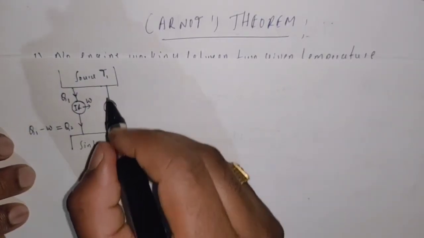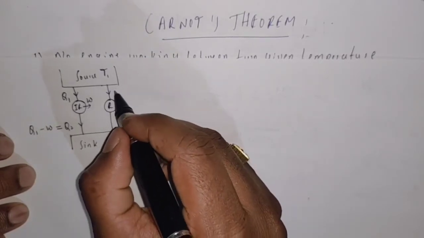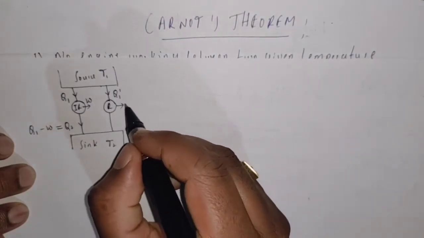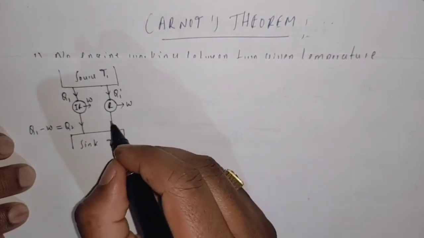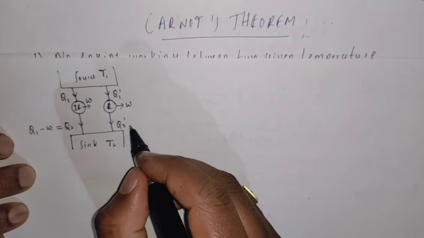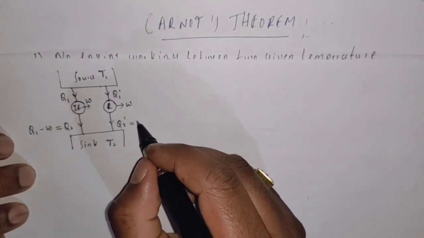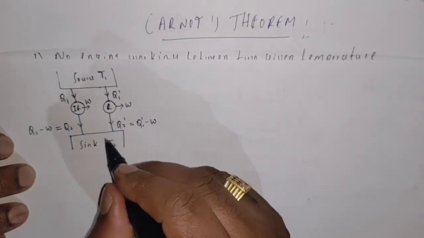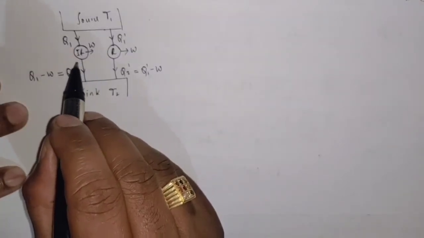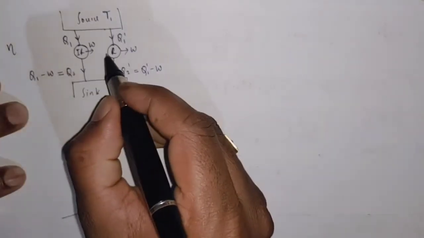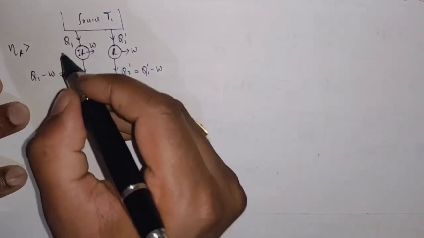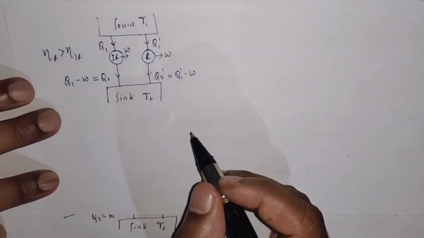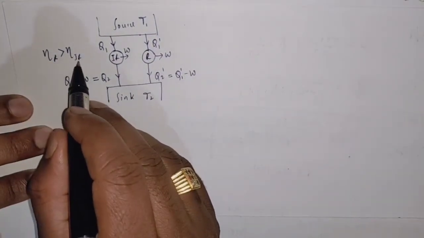Here also, the reversible heat engine absorbs Q1 dash amount of heat from the source, and it does some amount of work W, and it rejects Q2 dash amount of heat to the sink, which is equal to Q1 dash minus W. Carnot's theorem states that the efficiency of the reversible heat engine is greater than the efficiency of the irreversible heat engine. This is the statement of Carnot's theorem.